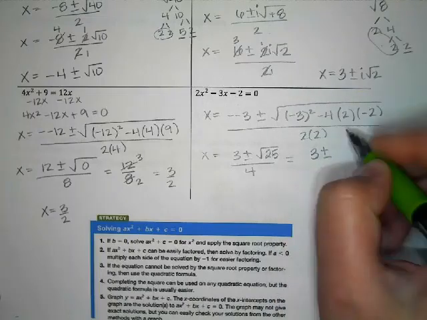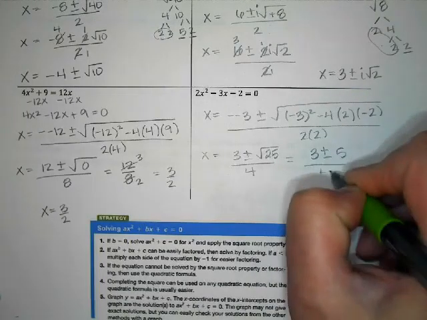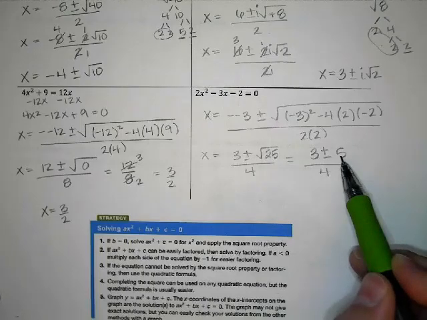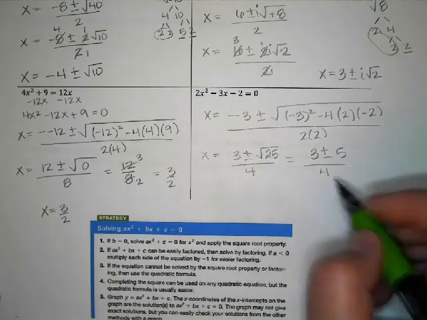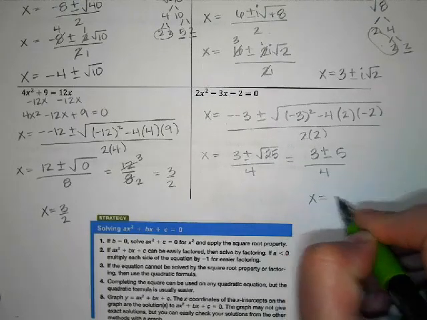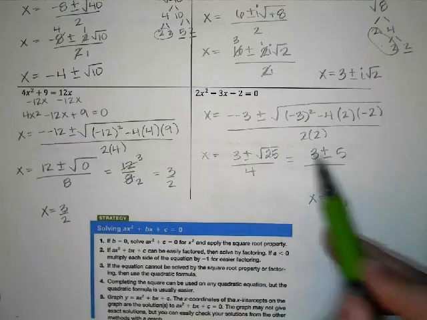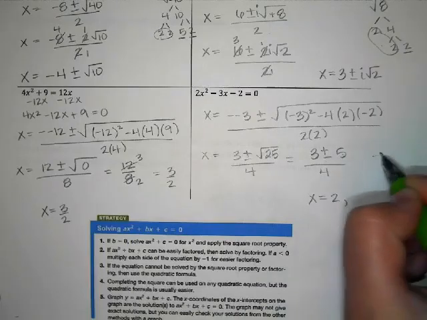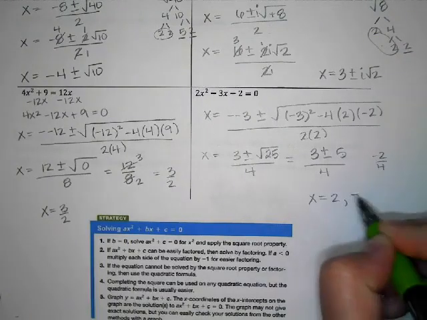So we have 3 plus 5, which is 8, divided by 4. 8 divided by 4 is 2. 3 minus 5 is negative 2. Negative 2 divided by 4 is negative 1/2. So this problem, if we had done it by factoring, we could have.